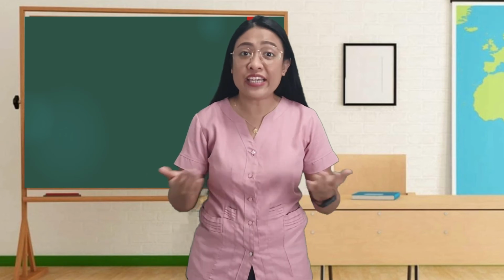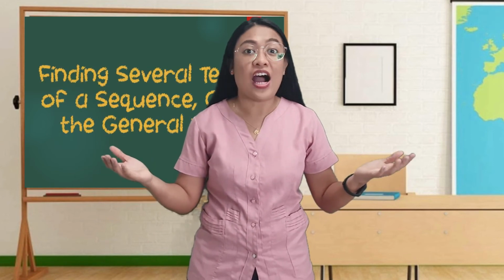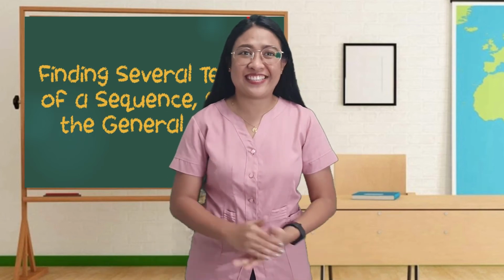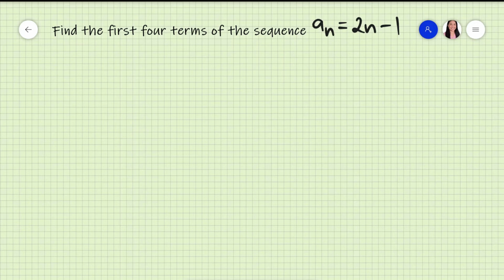Now, let's try finding several terms of a sequence given the general term. Are you ready? Very good. Let's start. For example number 1, find the first 4 terms of the sequence a sub n is equal to 2n minus 1. To find the first term, let n be equal to 1. Use the given general term, a sub n is equal to 2n minus 1.